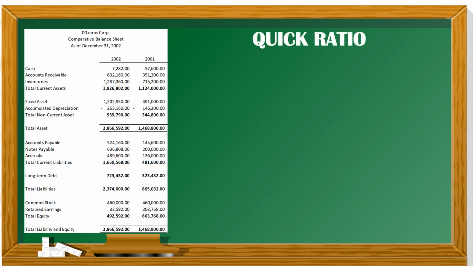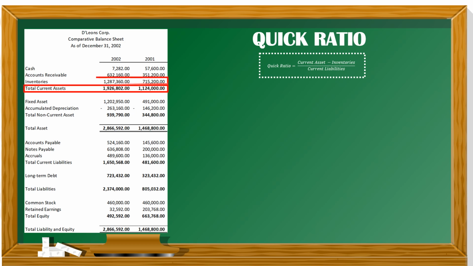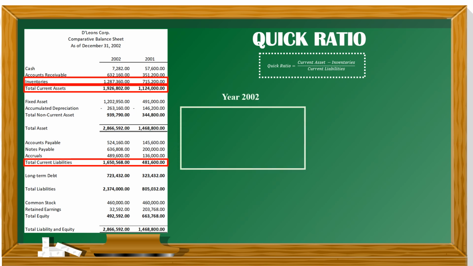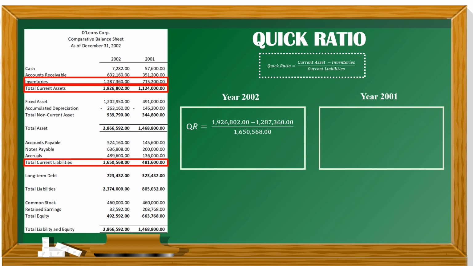We have here the quick ratio. The formula of the quick ratio is current assets less inventories divided by its current liabilities. Again, we will be computing the quick ratio of De Leon Corp for year 2002 and year 2001. For year 2002, the current assets here is 1,926,802 less the 1,287,360 inventories divided by 1,650,568 current liabilities.